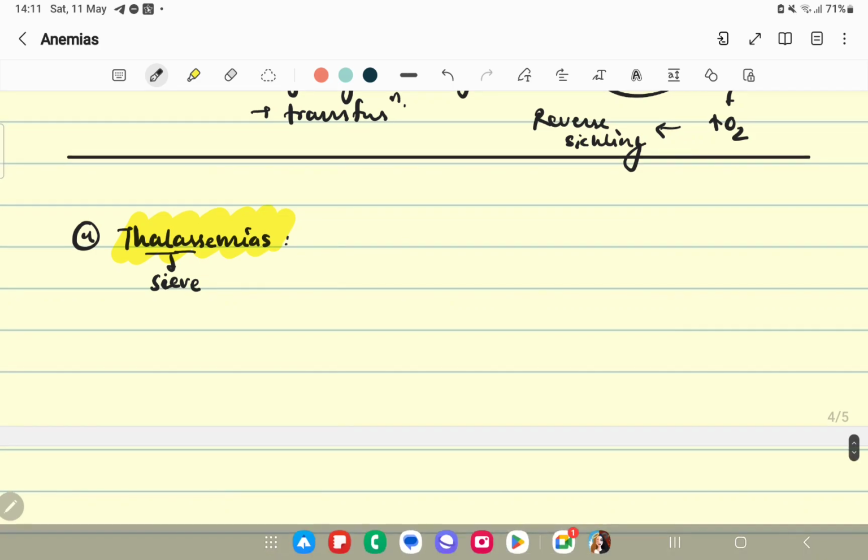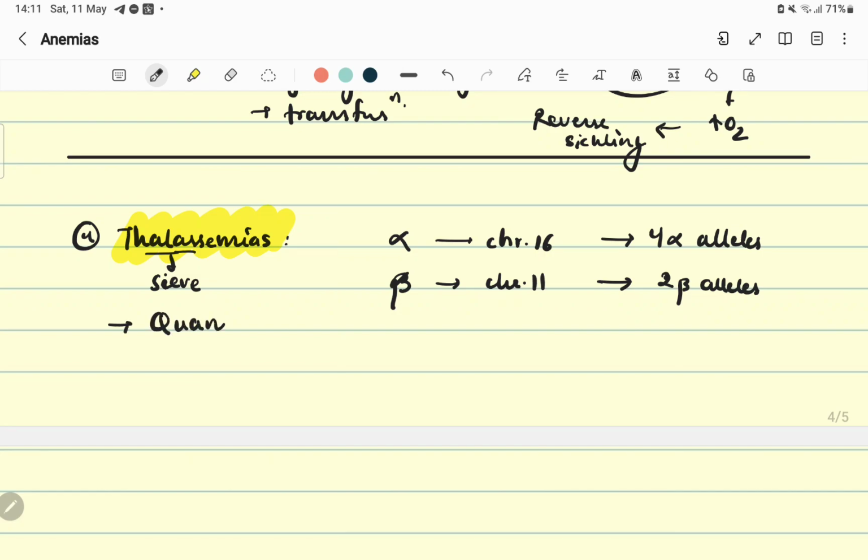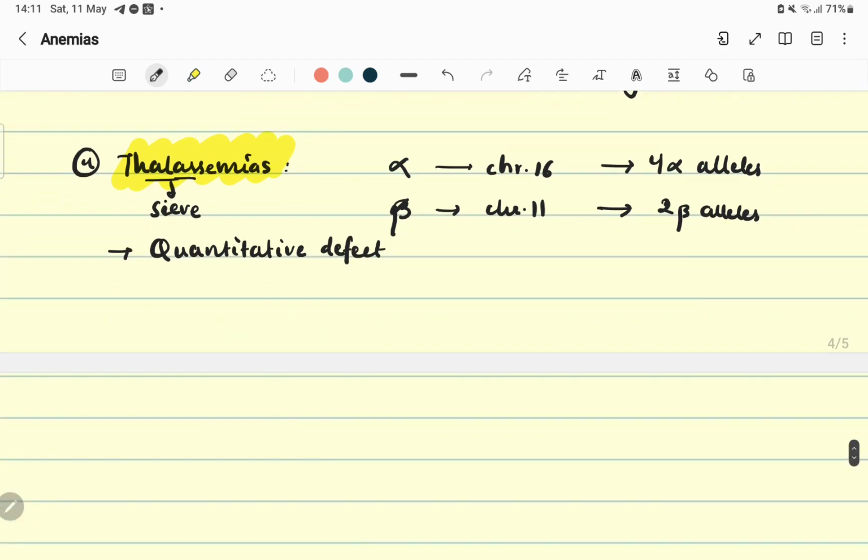The alpha chain is coded on chromosome number 16, and the beta chain on chromosome number 11. The alpha chain has 4 alpha alleles, and the beta chain will have 2 beta alleles. Okay, it is a quantitative defect, or quantitative hemoglobinopathy, first discovered around the Mediterranean regions.